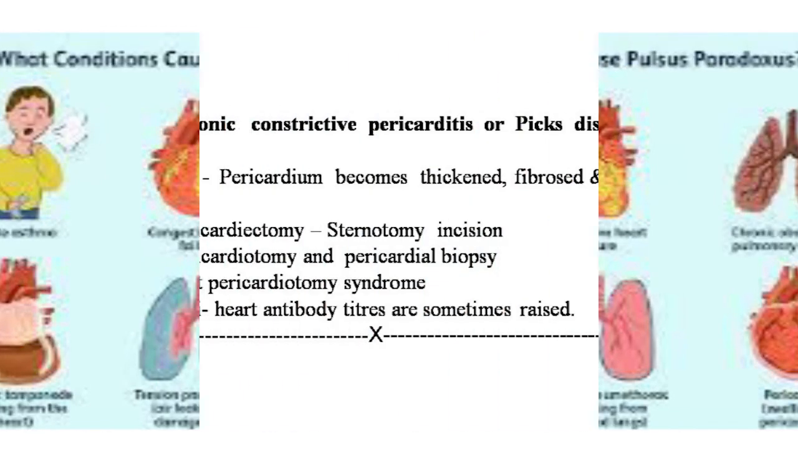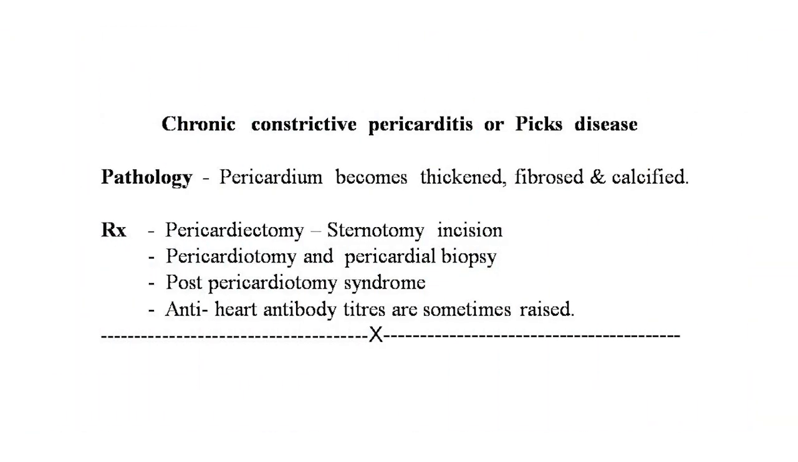Next is chronic constrictive pericarditis, or Pick's disease. The etiology is unknown. The disease often represents an end stage. Tuberculosis was considered a cause for this condition. Traumatic hemopericardium may be involved. It may be a complication of open heart surgery.